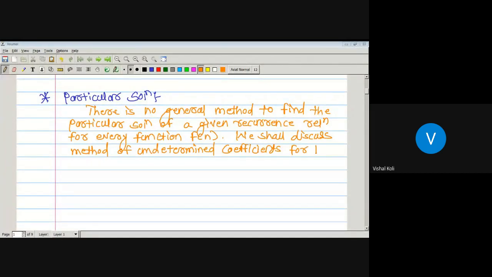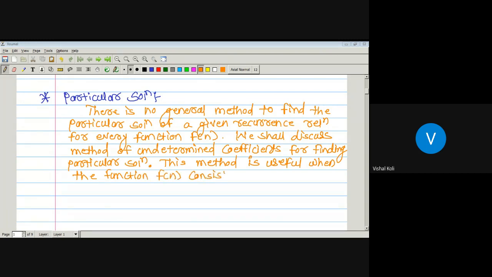For finding the particular solution, this method is useful when the function f of n consists of special forms. That is only what we have to see.